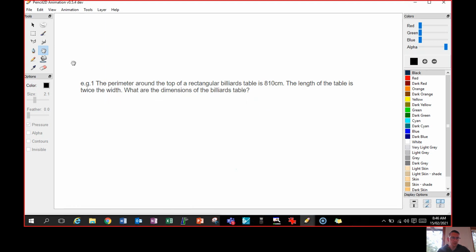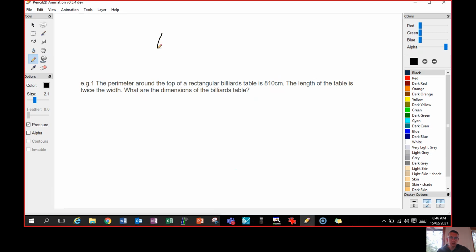So we're going to look at this question first, which we've got to solve via substitution. We have the perimeter around the top of a rectangular billiards table is 810 centimeters. The length of the table is twice the width. What are the dimensions of the billiards table?